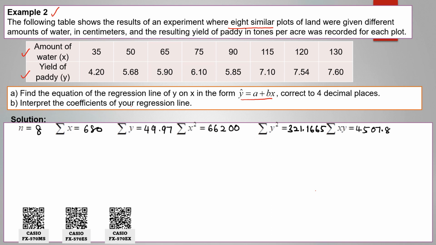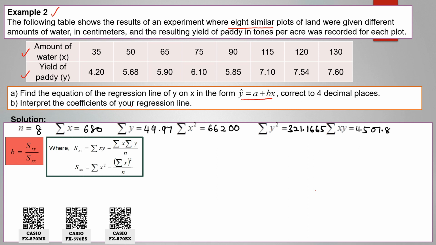After you list out all the summation, then let's look at the formula that we need to use. First of all, we need to find the value of B, where the formula for SXY and SXX is given here. And then after we find B, we need to find the value of A. And the formula as shown here. So, let's start with find the value of SXY.